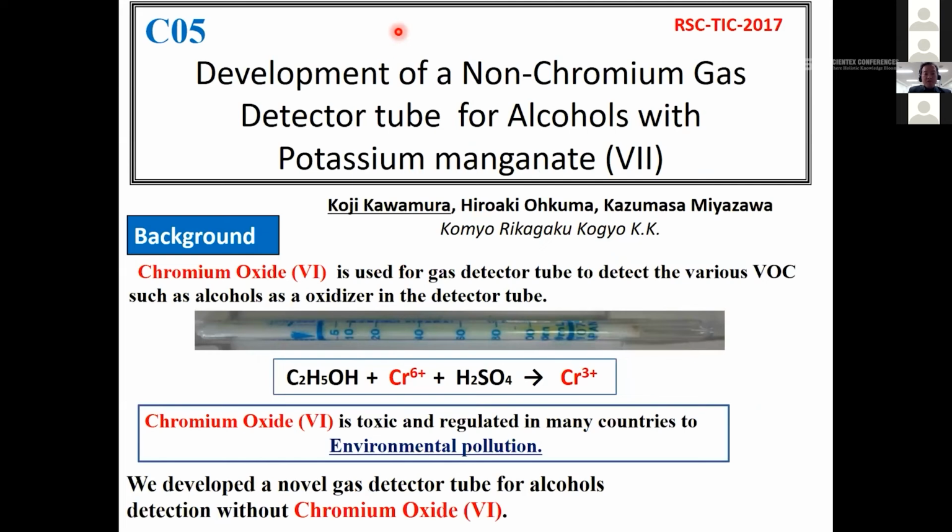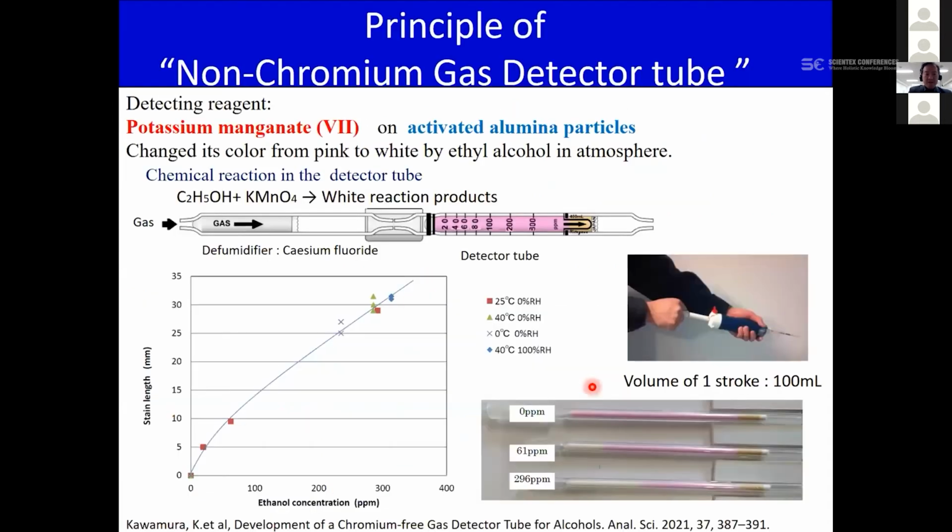We also developed non-chromium gas detector tubes for alcohol. This is a conventional detector tube for alcohol with chromium oxide. We chose potassium manganate instead of chromium. The color of the detector tube changes from purple to white when it reacts with ethanol.